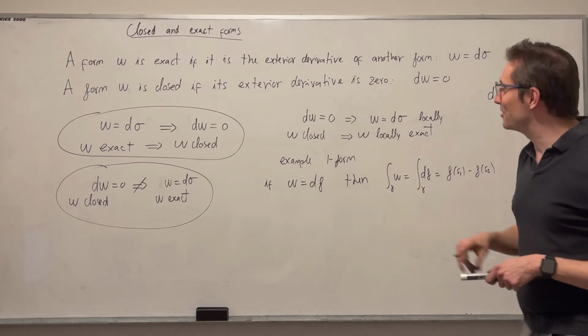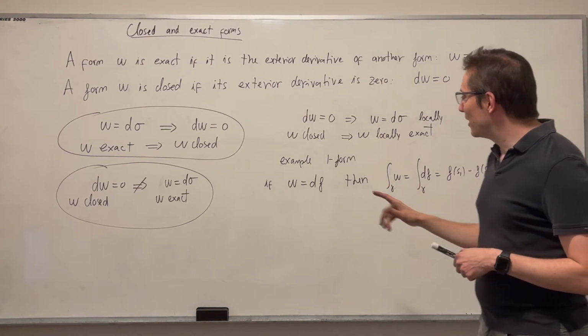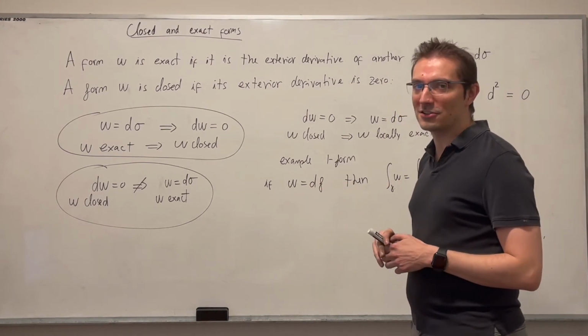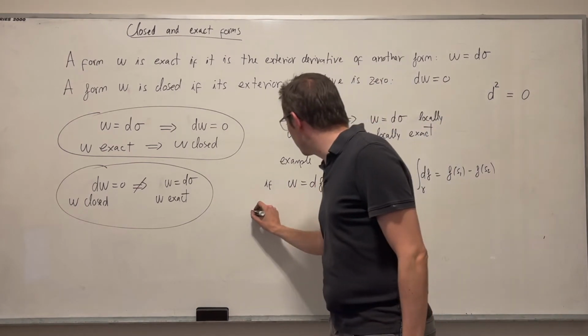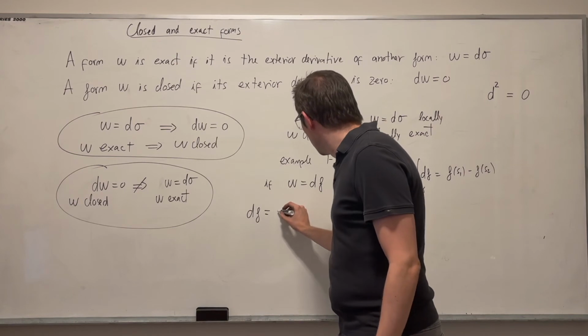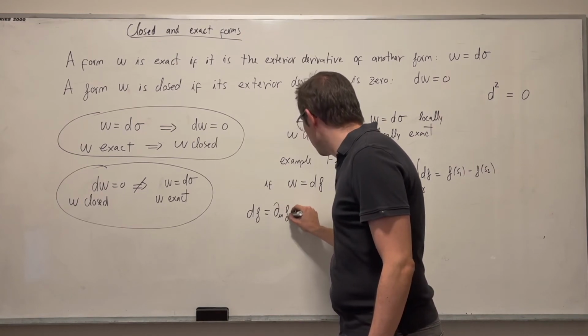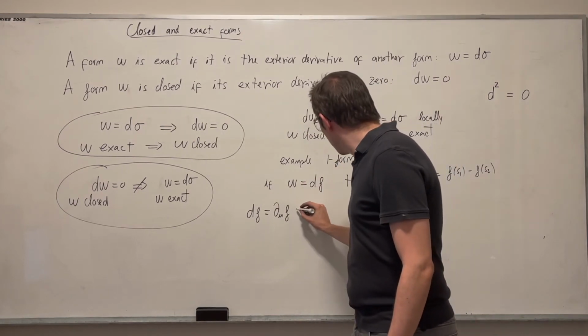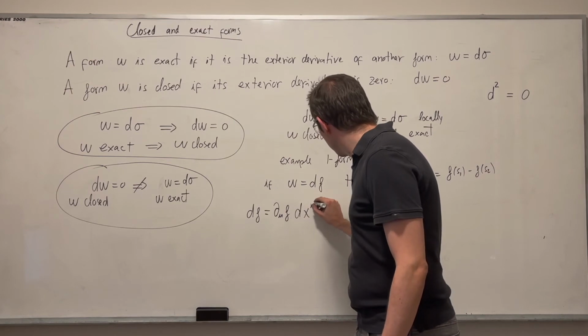All right, let's see what the conditions are for omega to be the differential of a function. Let's compute the differential of f again. The differential of f is, of course, equal to partial mu f. Let me just abuse notation and not write the bar there. Partial mu f dx mu, right?